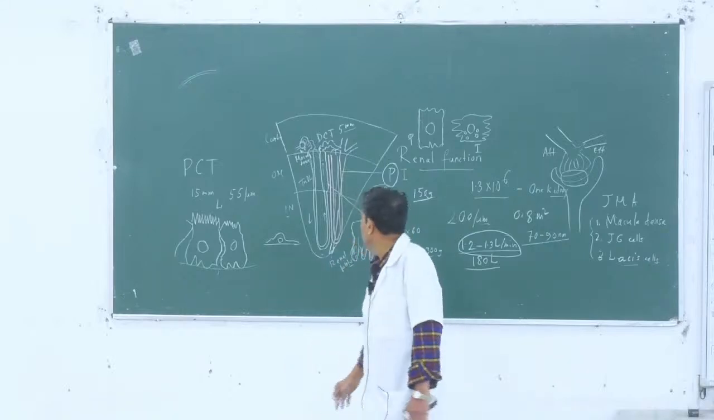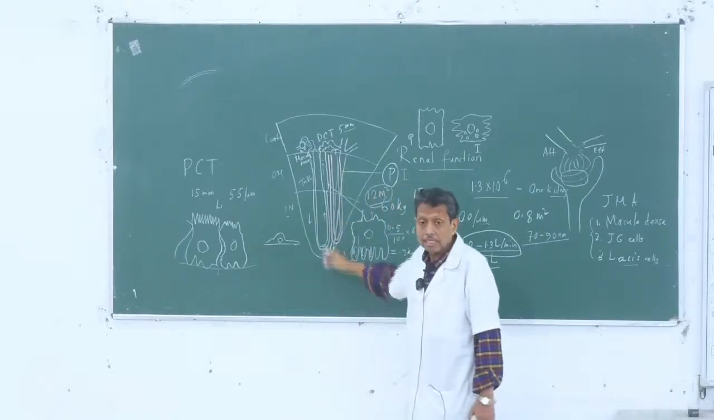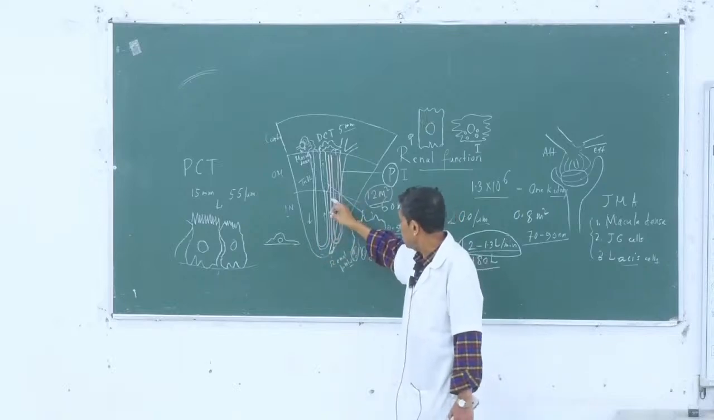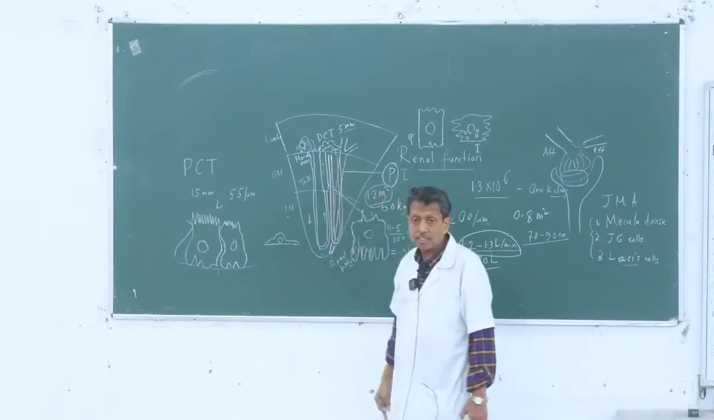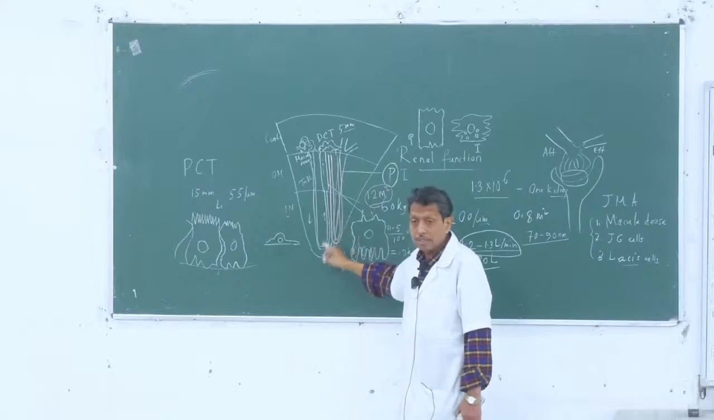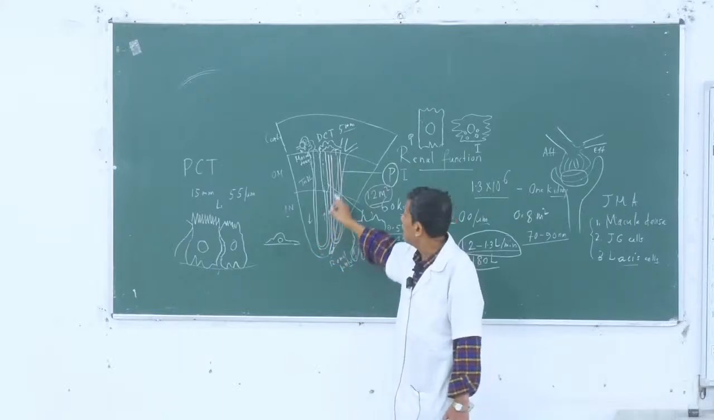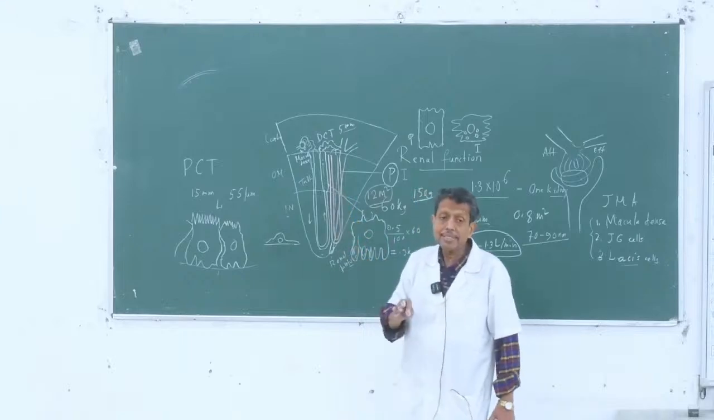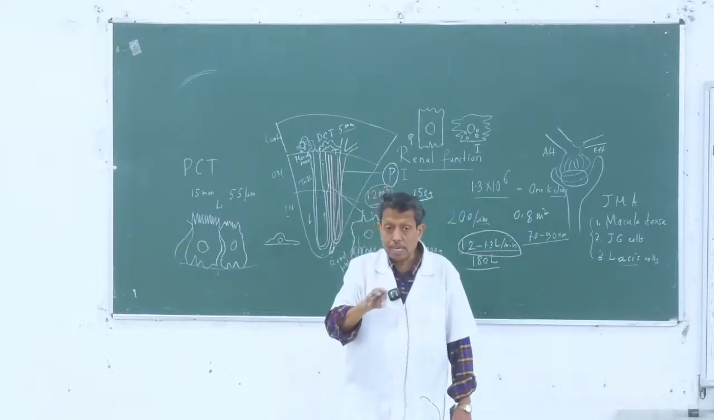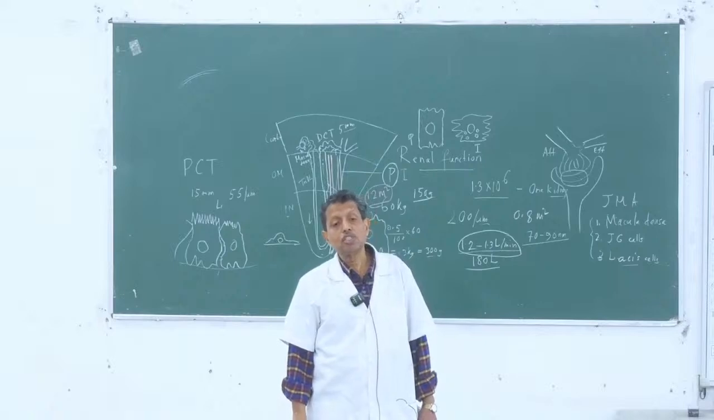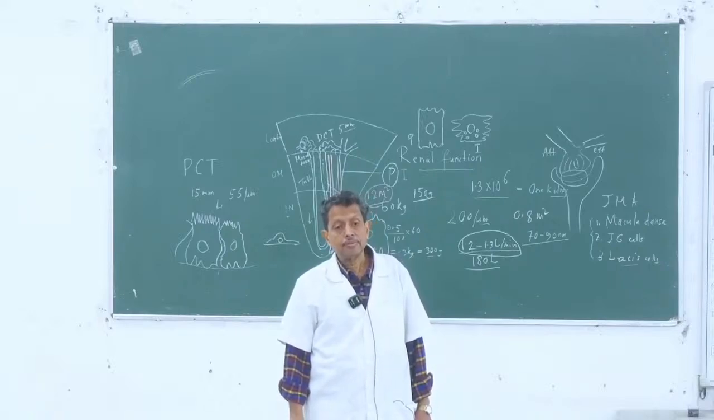In the descending limb, they have fenestrated capillaries. In the ascending limb there are no fenestrations, but in the descending limb there are. And they are maintaining the concentration of the electrolytes confined within this space. It maintains the osmotic gradient. This is a vasa recta.